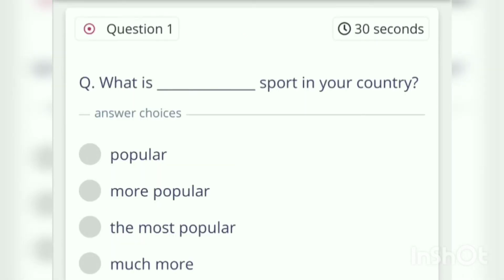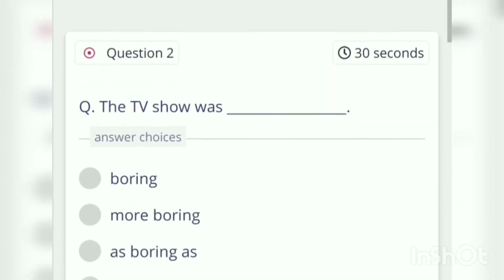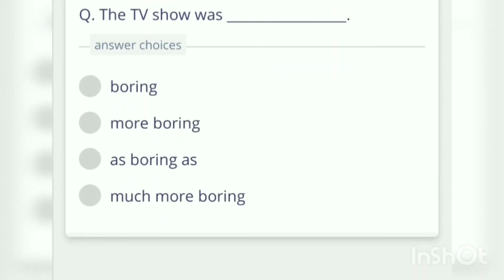Okay, now a few more questions, children, for you. What is dash sport in your country? Again, there are 4 options given there. You have to choose the correct option and write your answer there. Next question. The TV show was what? Boring, more boring, as much more boring.